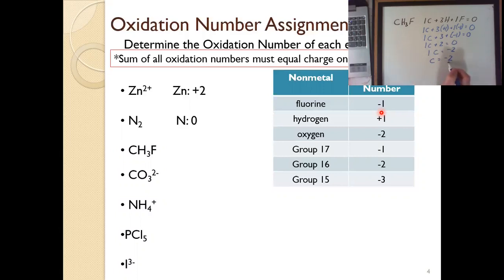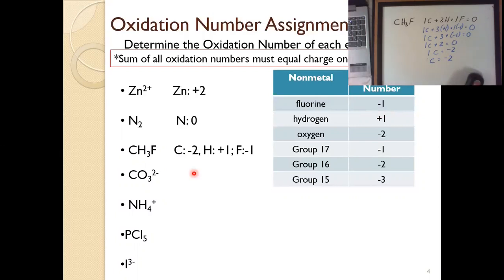And so we can determine the oxidation number of, in this case, carbon, because when we add up all the oxidation numbers of all the elements, it has to equal the charge. So if we know from the table what hydrogen and fluorine's oxidation numbers will be, we can deduce what carbon must be. So carbon would have a -2 oxidation number, hydrogen's +1 and fluorine's -1.